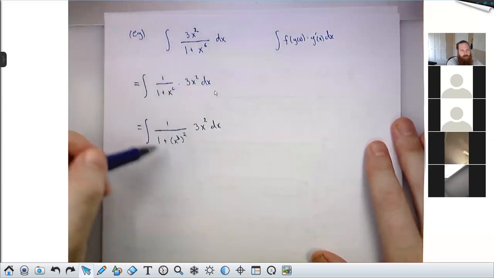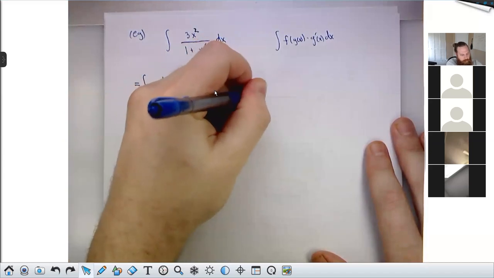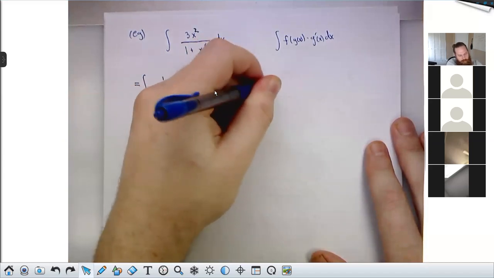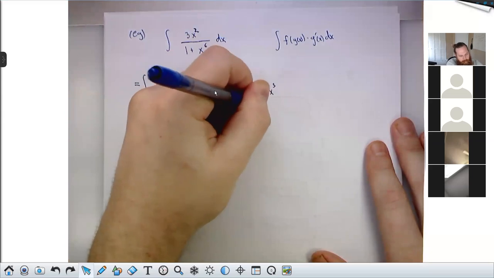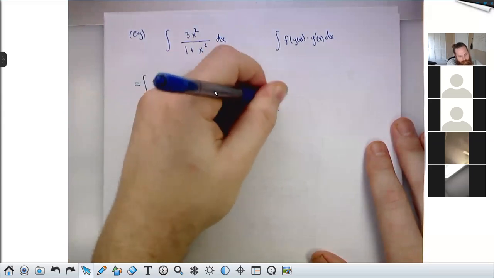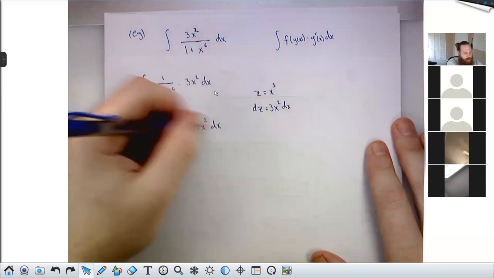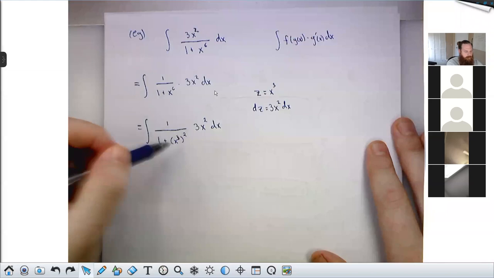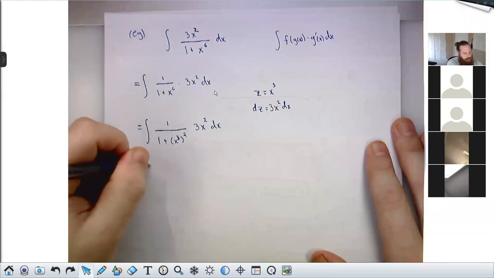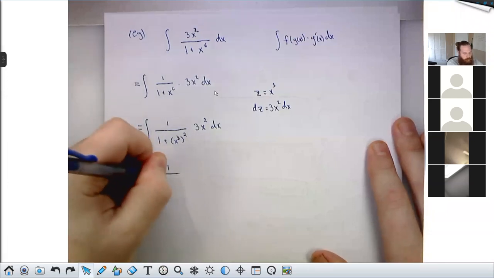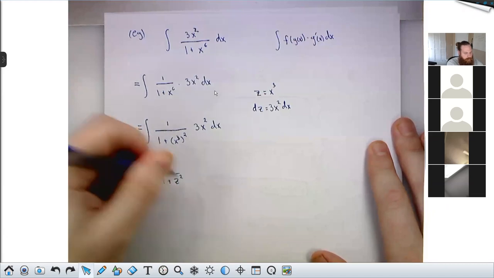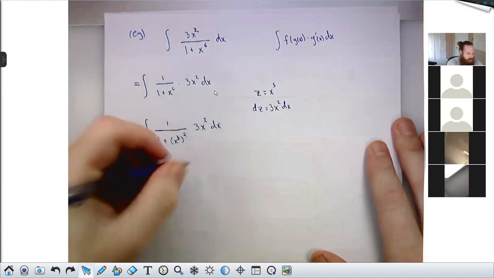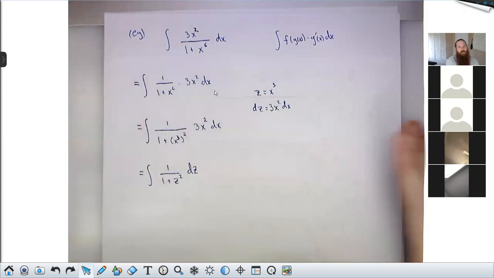This is begging for me to substitute z equals x cubed, because then dz is 3x squared dx. That's exactly what I needed right here. And no funny business. I've got something here that will just give me 1 over 1 plus z squared, and then this is exactly dz. That's how you know you're on the right path, when the substitution works out nicely.